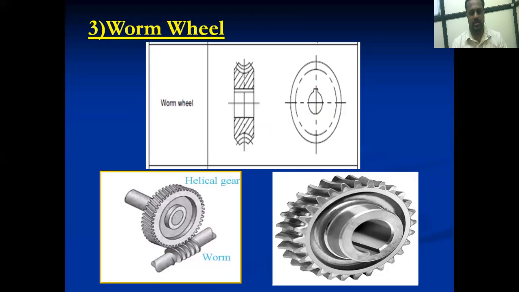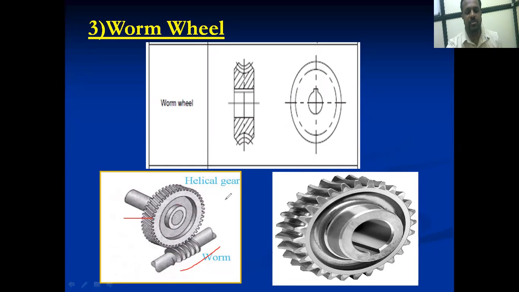Worm wheel. Okay, now see this picture. In this picture, this is called the worm. The worm is nothing but a simple linear rod, and on that rod we have created the teeth. It is also a screw type rod, simple, and this is the wheel. This is called the worm wheel gear.